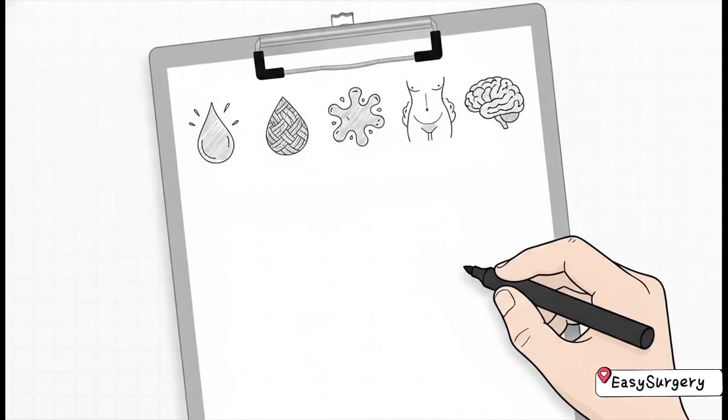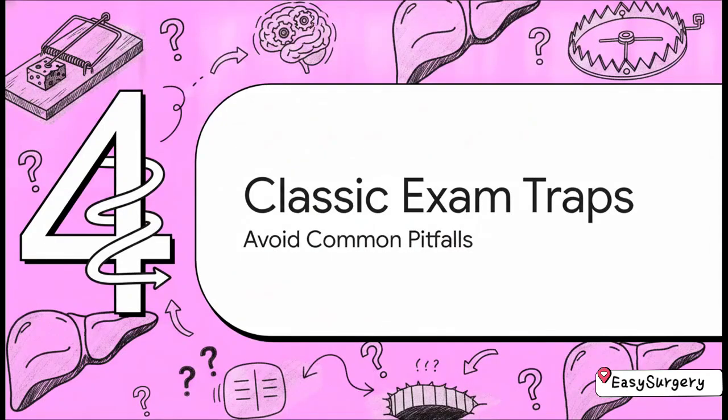To make it even easier, you can rely on the classic mnemonic. Just remember the letters B, A, I, A, E. That stands for bilirubin, albumin, INR, ascites, and encephalopathy. Seriously, write this acronym at the very top of your scratch paper as soon as you sit down for your exam. B, A, I, A, E. It's a real lifesaver.